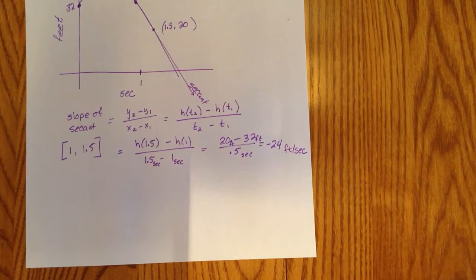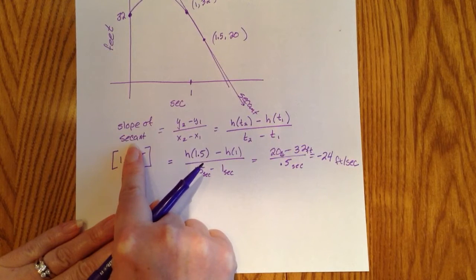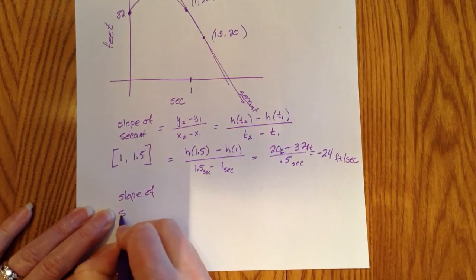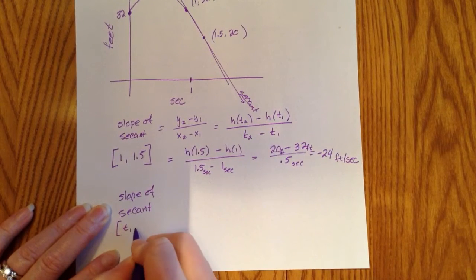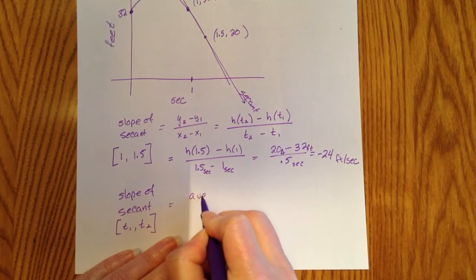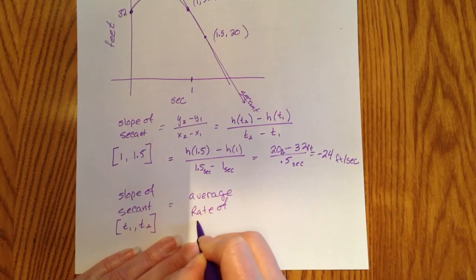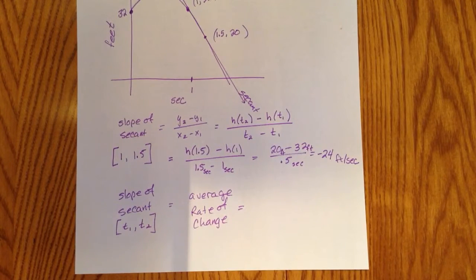It is. All right, so here's what I want you to get out of this. When we find the slope of a secant line, I'm going to do this in general on a time frame, what we are getting is an average rate of change. It's how much we have changed, an average rate of change, from one time to a second time.